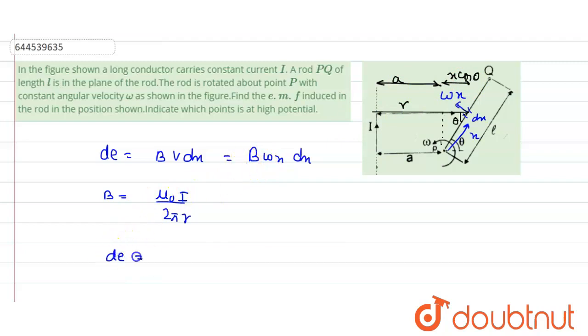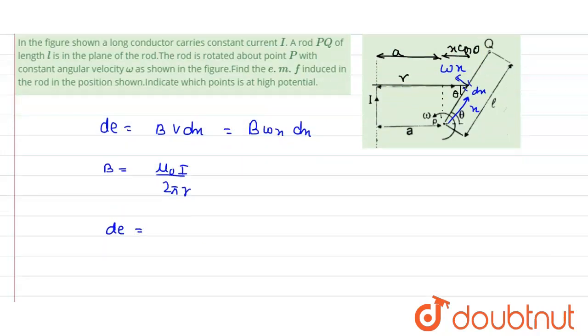Then we get the value of dE, the EMF induced. This would be equal to mu naught I divided by 2 pi, times a plus x cos theta, then omega x, then dx. Now if we integrate it, we can get the value of the total EMF which would be developed. This would be the case.